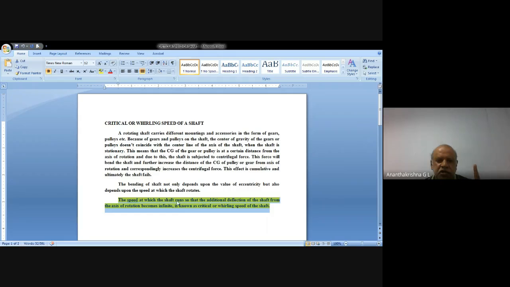The speed at which shaft runs, so that additional deflection of the shaft from the axis of rotation becomes infinite, amplitude of vibration is going to be infinite, which eventually leads to the failure or breakage of shaft. Okay, note down this sentence.